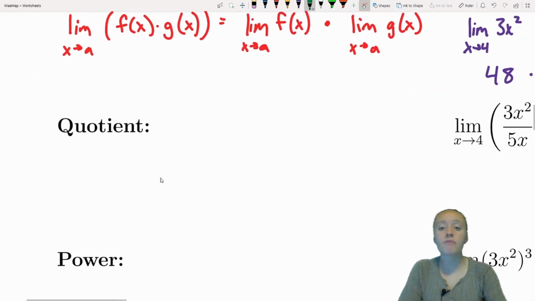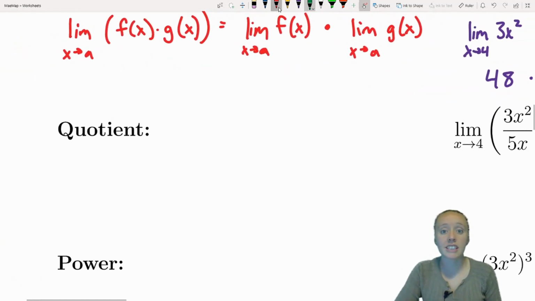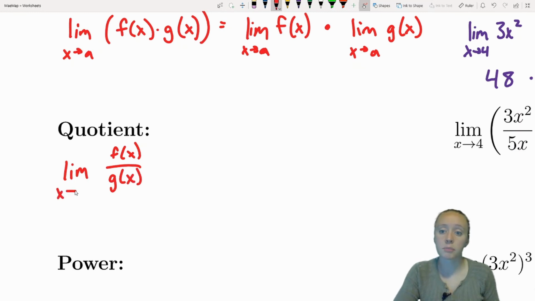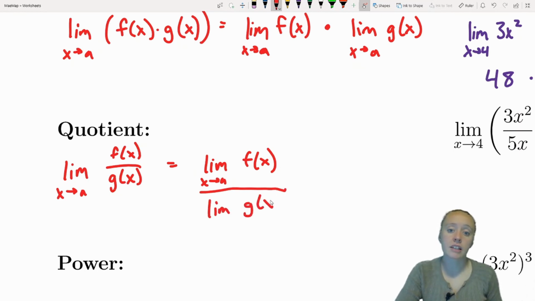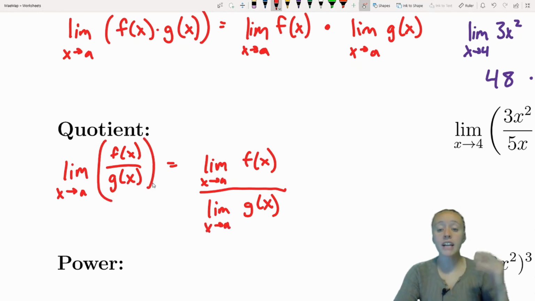The quotient rule is very similar to the product rule, except now we're dividing. So if we have the limit of f of x over g of x as x approaches a, well, we can rewrite this as the limit of f of x as x approaches a over the limit of g of x as x approaches a. So if we were dividing those functions within the same limit, we can calculate the limit of the numerator and then divide that by the limit of the denominator.